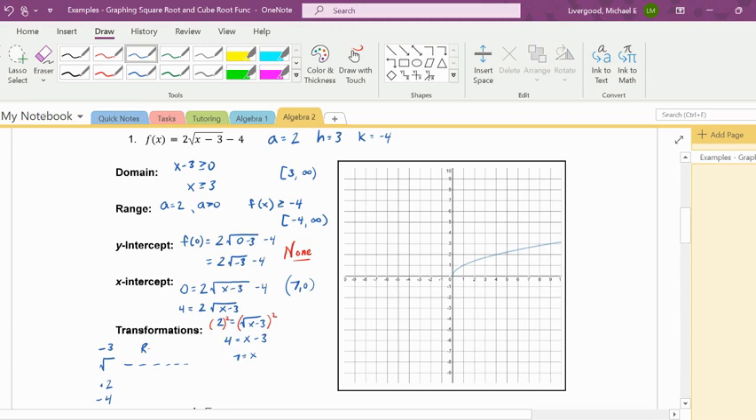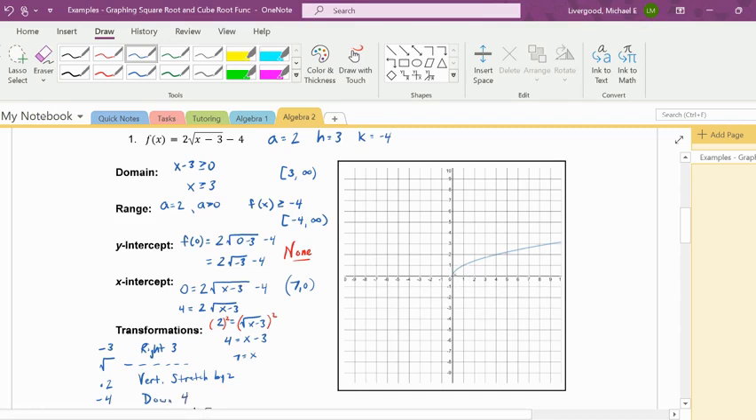So that's why this graph is moving right 3 units. Our h value is positive. Subtracting 3 means we are subtracting a positive 3. It moves the graph right 3 units. Multiplying by 2 is a vertical stretch by a factor of 2. So the graph is going to be twice as tall as it normally is. And then we're going to shift everything down 4 units.